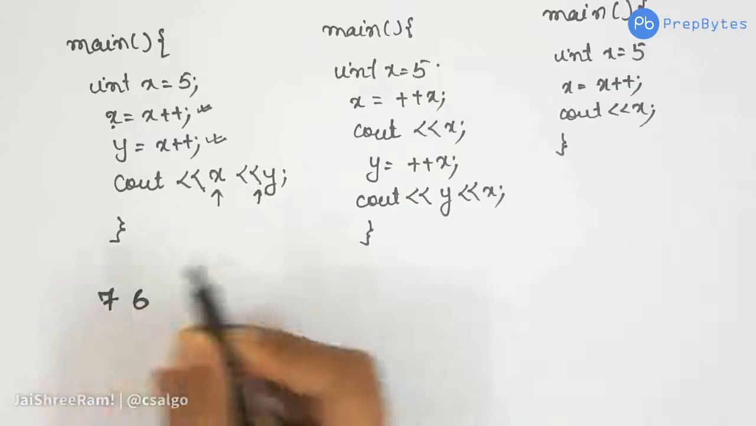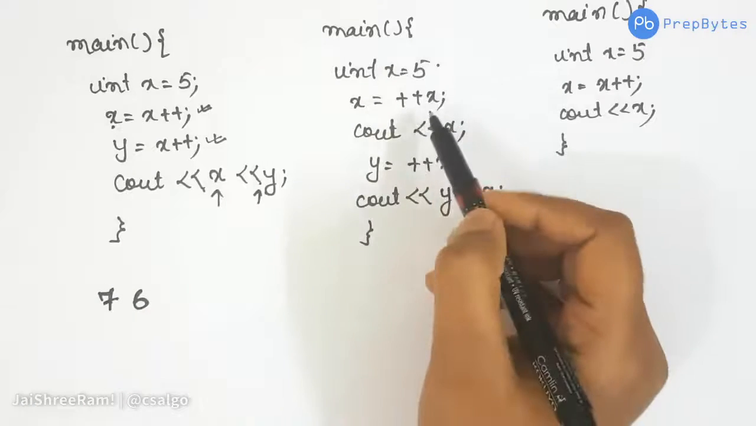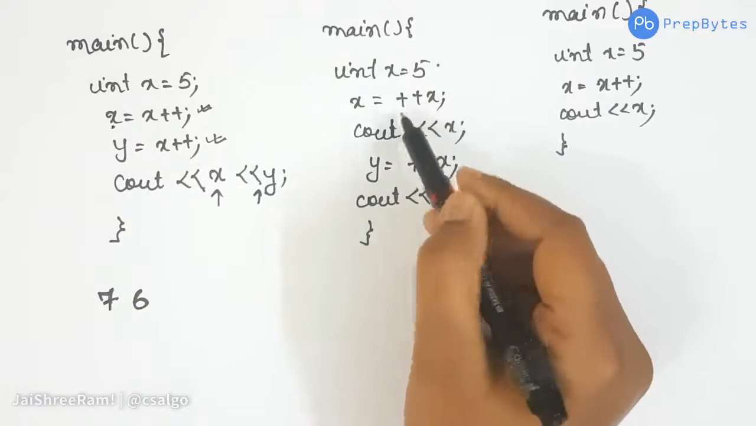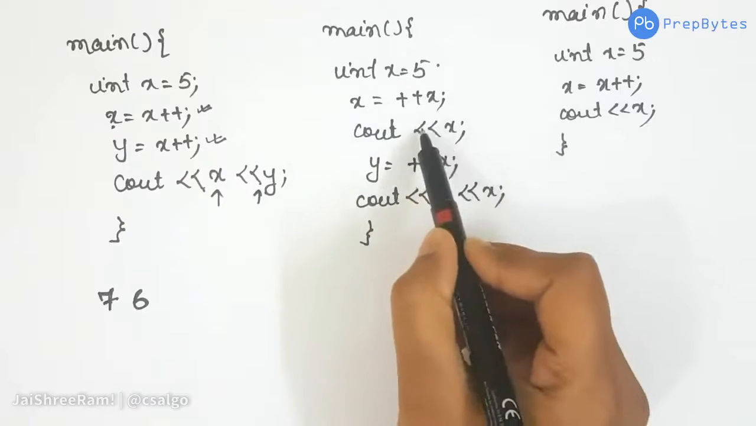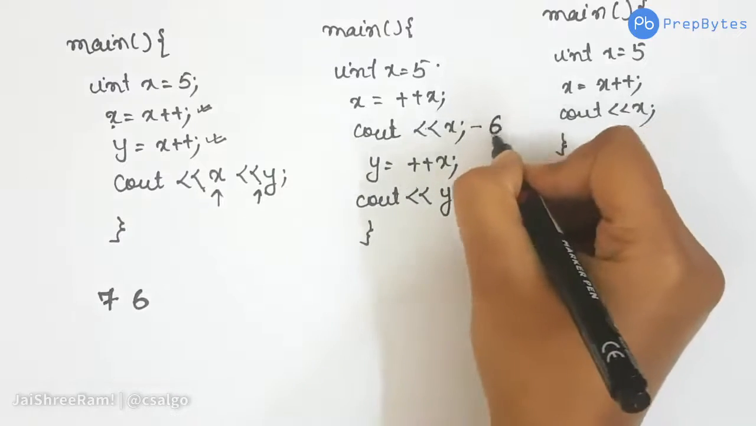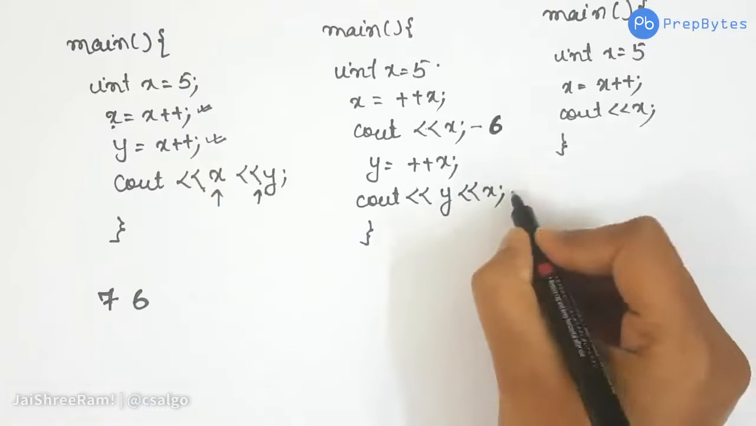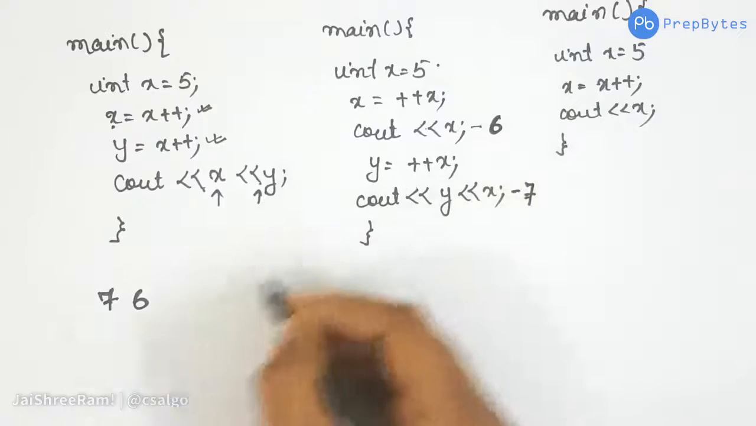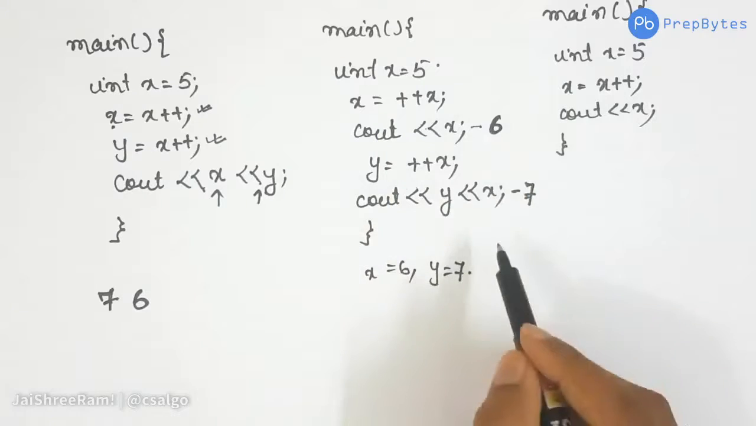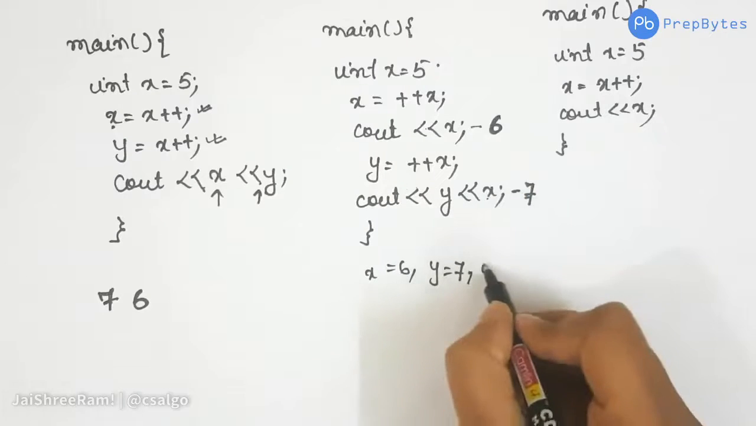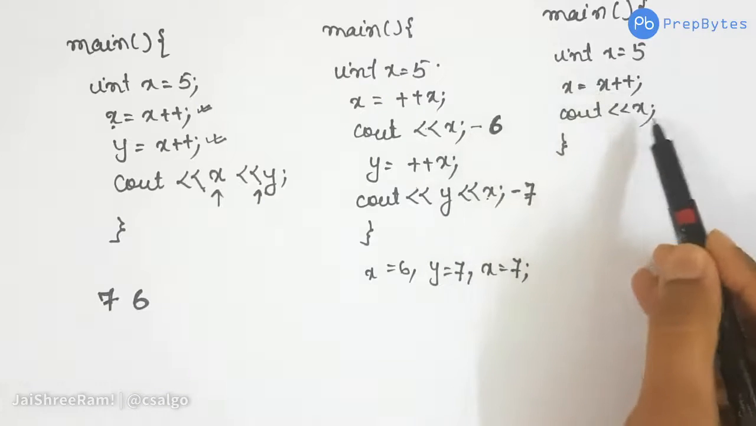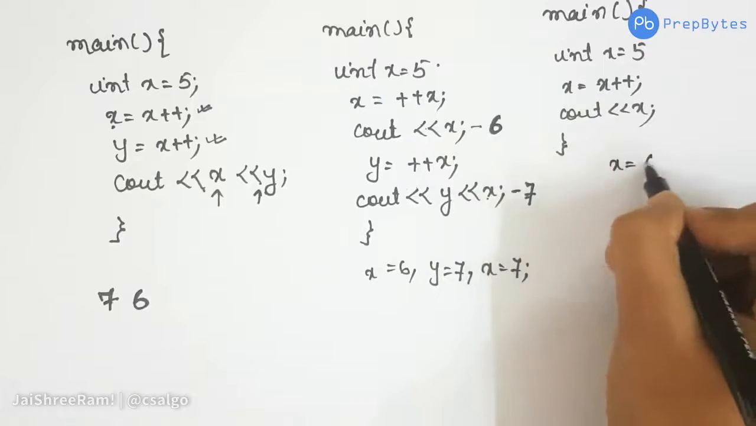We will see how. In this case again we are using the pre-increment operator, a prefix operator. So here I am first printing x. Here the value of x will be 6 and my value of y will be 7. So here my x is 6, y is 7. And when I'm again printing x, my x will be 7. Here I'm printing x and my x will be 6.